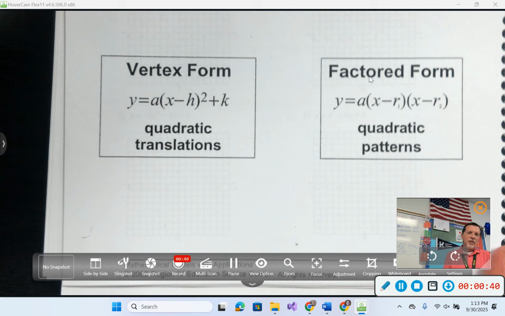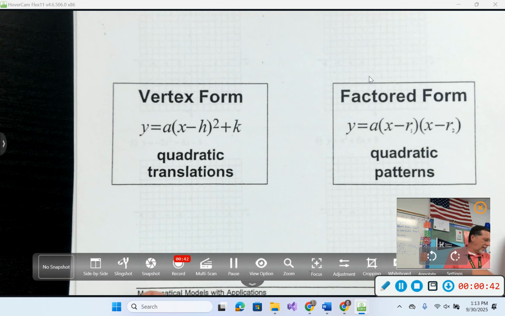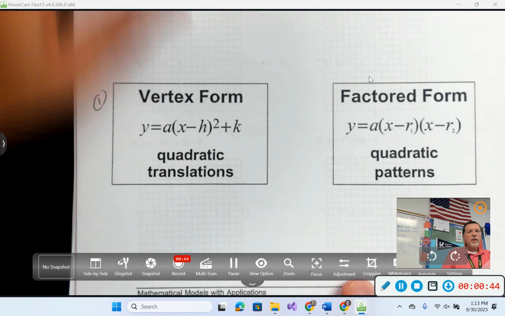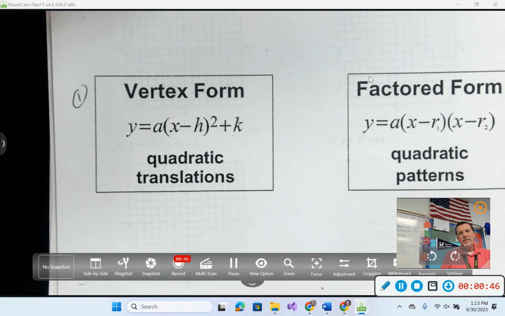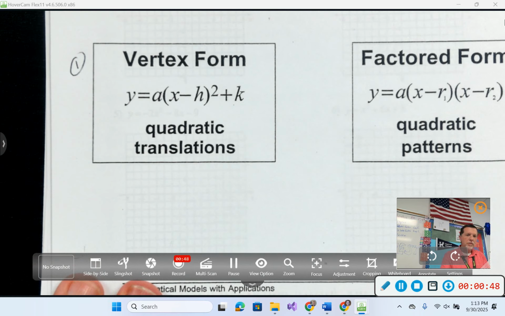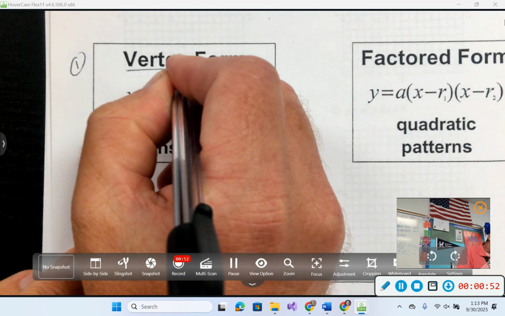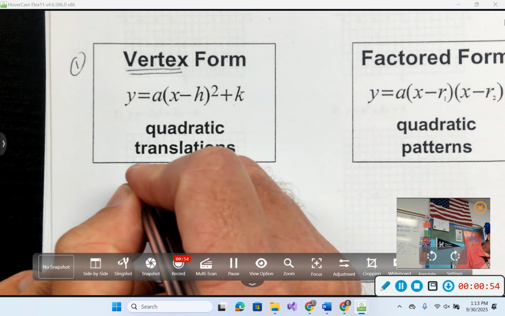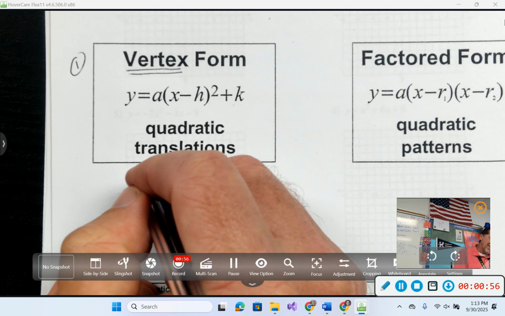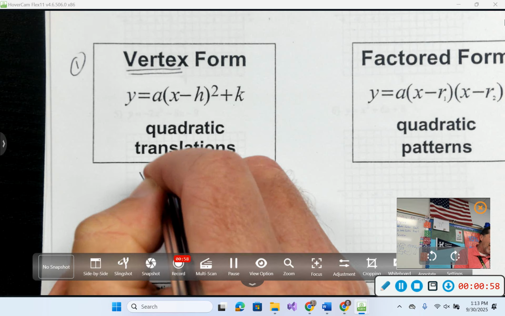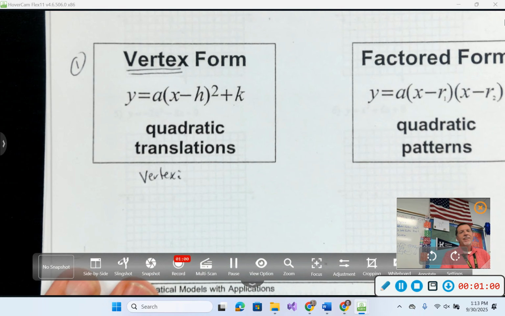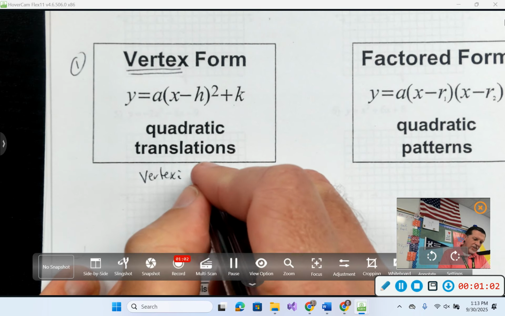I want to start by talking about vertex form because I think it's the easiest to deal with. First, why do you think it's called vertex form? It tells you where the vertex is. That's why we like it. It's easy to find the vertex.